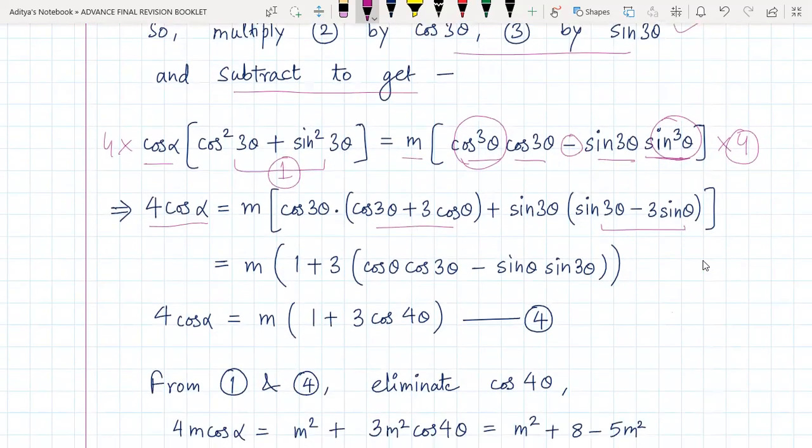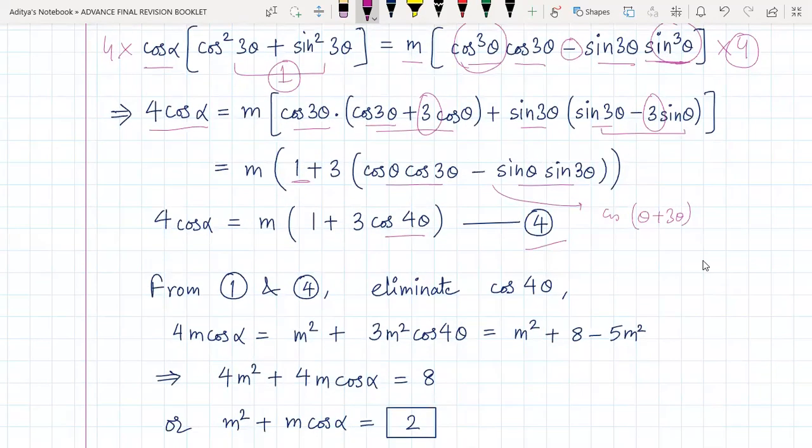Now it is very obvious to us that cos 3 theta into cos 3 theta would give us cos square 3 theta. Sine 3 theta into sine 3 theta would give us sine square 3 theta. So what is cos square 3 theta plus sine square 3 theta? It is equal to 1. And we take 3 common from these terms. So inside we are left with cos theta into cos 3 theta minus sine theta into sine 3 theta. Now it is obviously the formula of cos A cos B minus sin A sin B. So it would become cos of A plus B, and that is obviously equal to cos 4 theta. So that's how we have obtained this equation number 4.